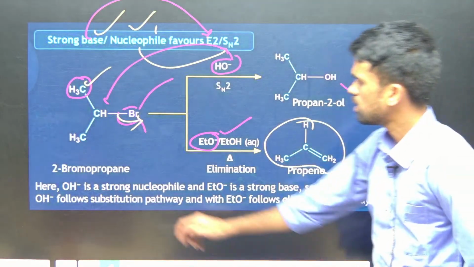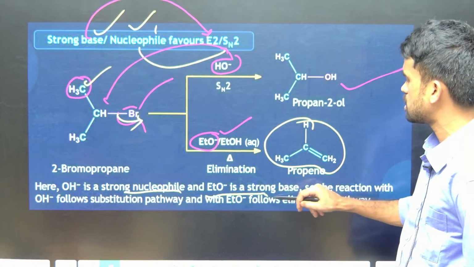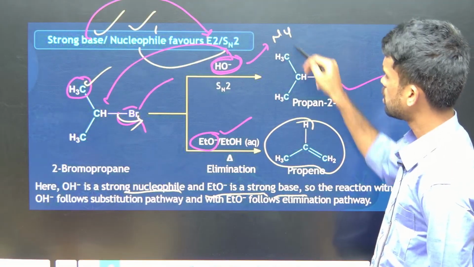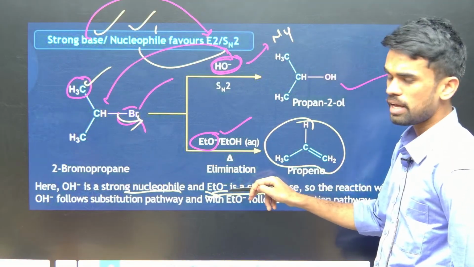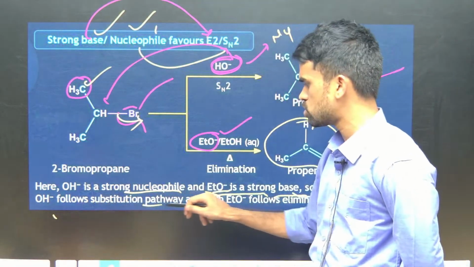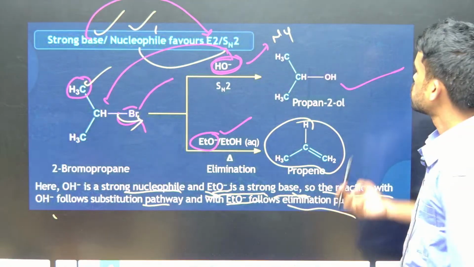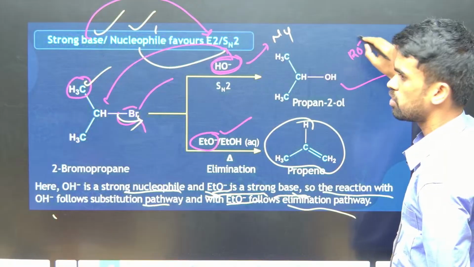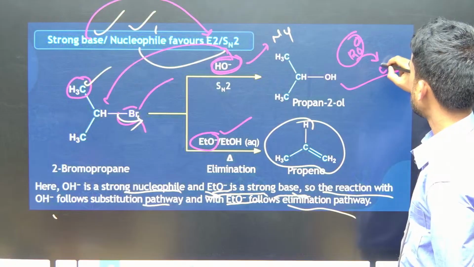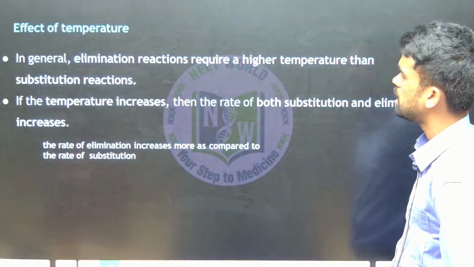Here OH minus is a strong nucleophile, whereas ethoxide ion, EtO minus, is a strong base. So the reaction with OH minus follows substitution, whereas with alkoxide ion it follows elimination. Alkoxide ions are stronger bases, so in case of alkoxide ion under heating condition, you can expect an elimination reaction.